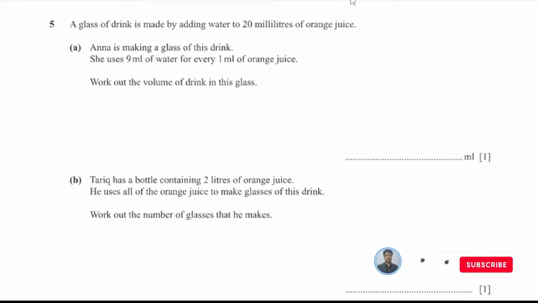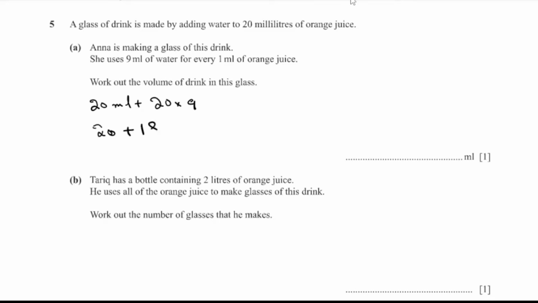So 20 ml is the orange juice, plus 20 multiplied by 9 will be the water. So 20 plus 180. 9 zeros are 0, 9 twos are 18. So this will become 200 ml. 200 ml is the answer.